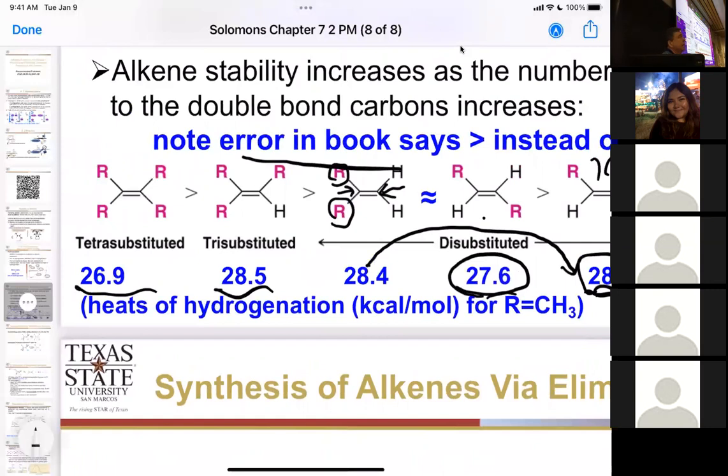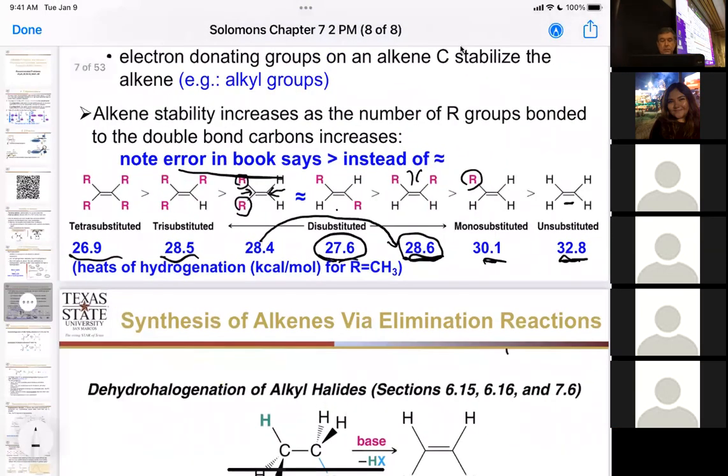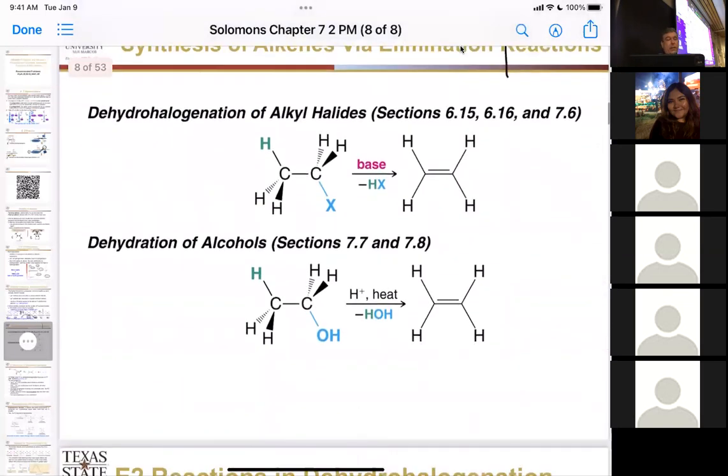So if our more substituted double bond is more stable, which products do you think are going to form? The more substituted ones or the less substituted ones? The more substituted, and it's because they're more stable. Okay, so let's go ahead and look back at this dehydrohalogenation reaction.